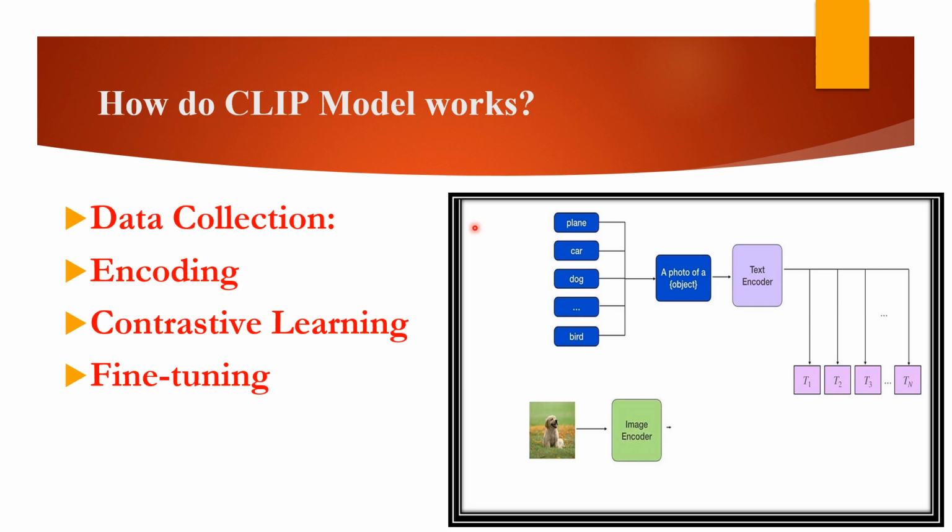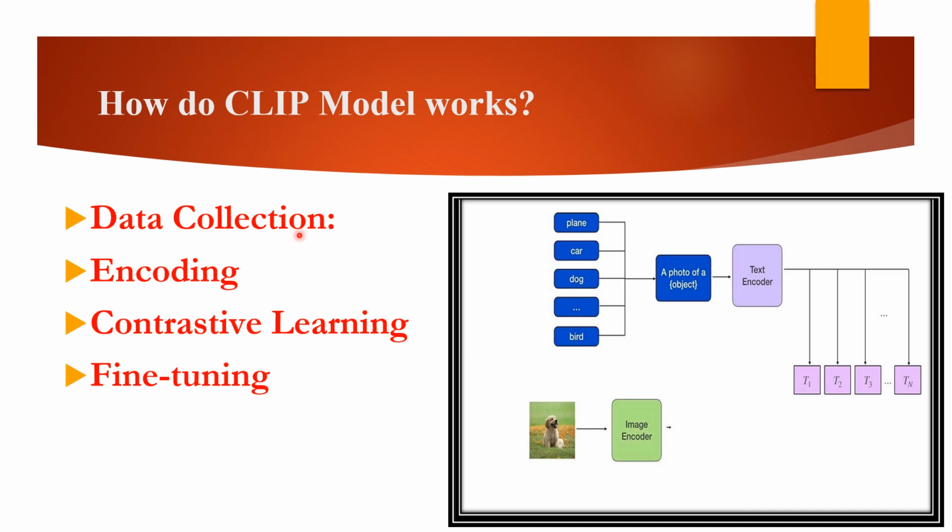So how does this CLIP model work? Well, this contrastive language image pre-training model works by training a neural network to predict whether a given image and a given text description are related. And this is achieved through a process called contrastive learning, which encourages the model to learn a shared representation of images and text. It involves the following steps.